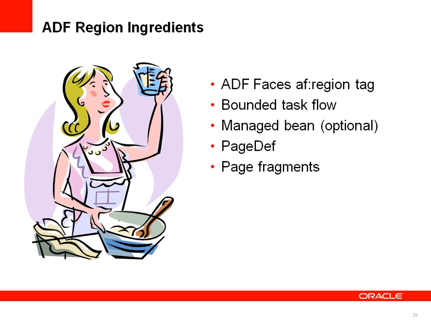And then we have page fragments. An ADF region, or a bounded task flow that is exposed in an ADF region, must be built with page fragments, and those page fragments have the extension JSFF in ADF.